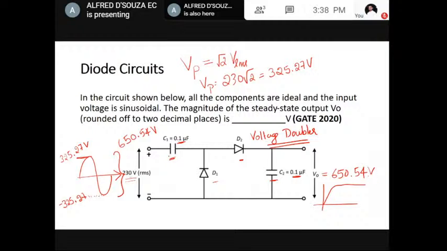And every half cycle, this C1 discharges in the positive half cycle, and in the negative half cycle, it charges with the polarity like this. So thereby we get doubled voltage. Peak is double. Okay, so this is the concept of the voltage doubler.